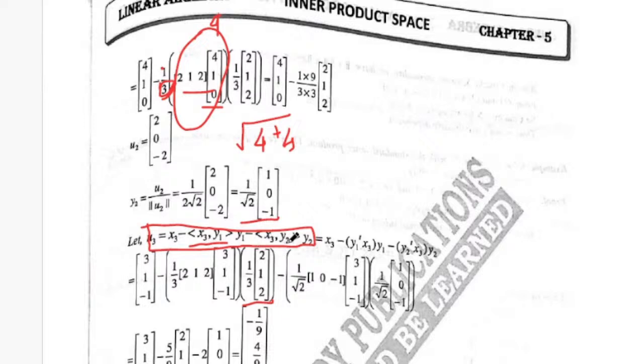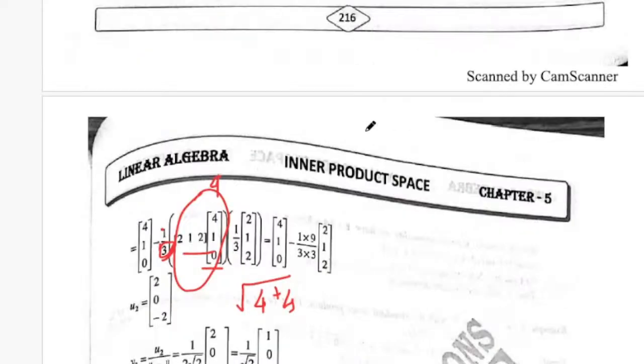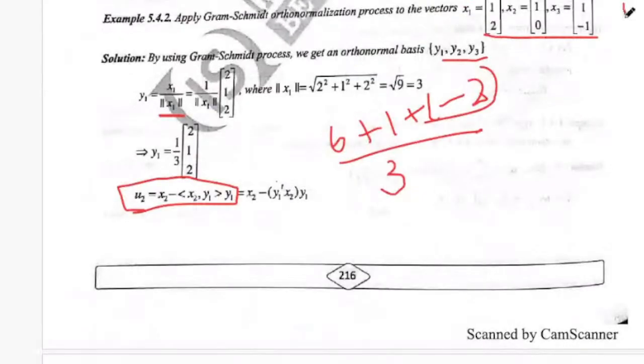And next, the inner product of x3 comma y2. y2 is (1, 0, minus 1) times 1 by root 2, and x3 is (3, 1, minus 1). So 1 by root 2 into 3 plus 0 plus 1, that is 4 by root 2. 4 by root 2 into root 2, it will become 2. And y2 is (1, 0, 1) as written. By substituting, we will get (minus 1 by 9, 4 by 9, and minus 1 by 9). Taking the norm of u3, the norm of u3 is nothing but 3 root 2.